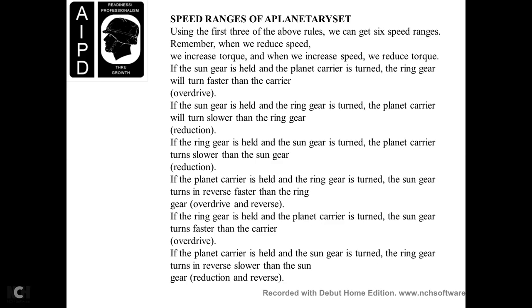If the sun gear is held and the planetary carrier is turned, the ring gear will turn faster than the carrier: overdrive. If the sun gear is held and the ring gear is turned, the planet carrier will turn slower than the ring gear: reduction. If the ring gear is held and the sun gear is turned, the planet carrier will turn slower than the sun gear: reduction.